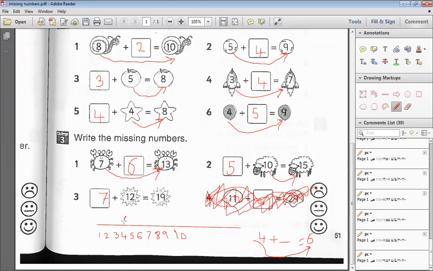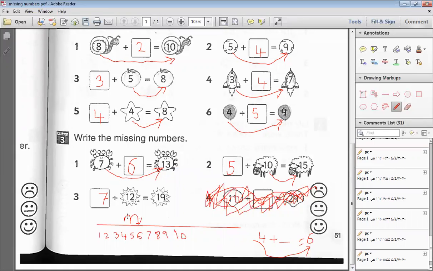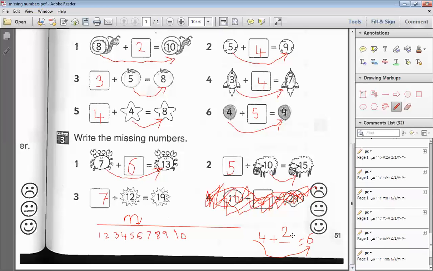So 1, 2 till the 6, right? Then I will start counting the jumps. How many jumps? 1, 2. So they are 2 jumps, right? 2 jumps. Here, I will write it like this.